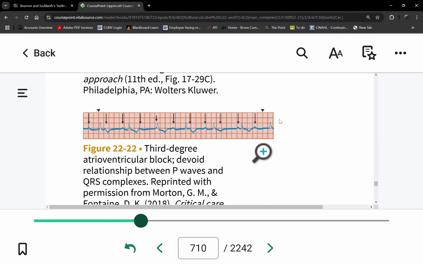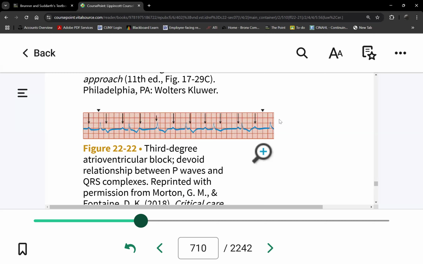No. That means, if you think about it, is the SA node firing normally? There's a P wave. Is it firing normally? Yeah, there's a P wave. So yeah, it is.